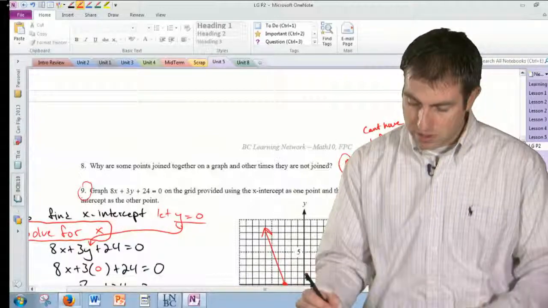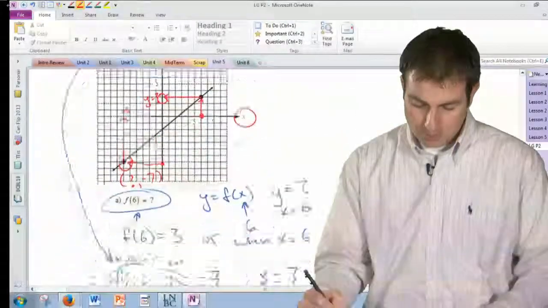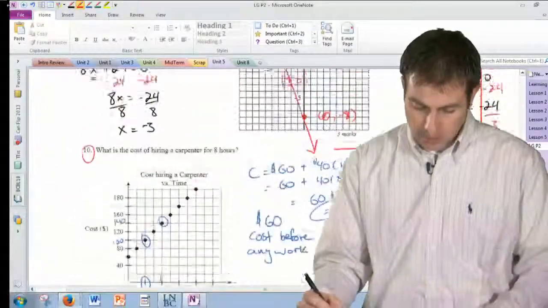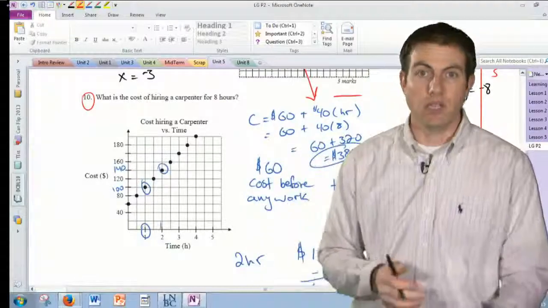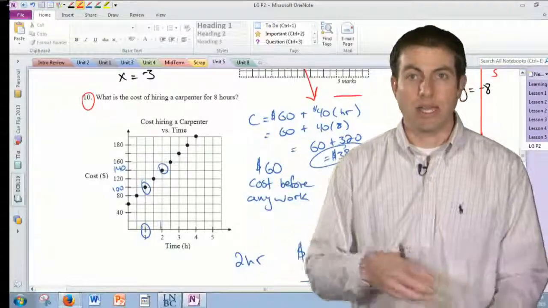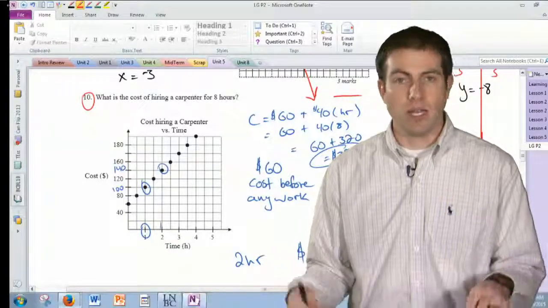The other example we looked at was a cost of hiring a carpenter per hour, wherever that one went, right here. So this carpenter charges per hour. If he works 1 hour and 2 minutes, you're into the second hour. He's charged you for the second hour. And people work like that.